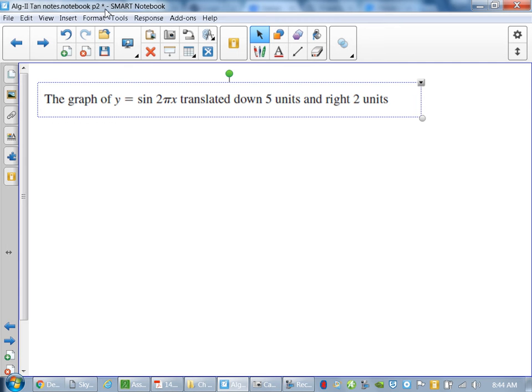H is 2. Is it going to be a positive 2 or a negative 2? Positive 2. Why? You're moving right. And then your k value is going to be? What's the k value going to be? Negative 5. Why is it negative 5?